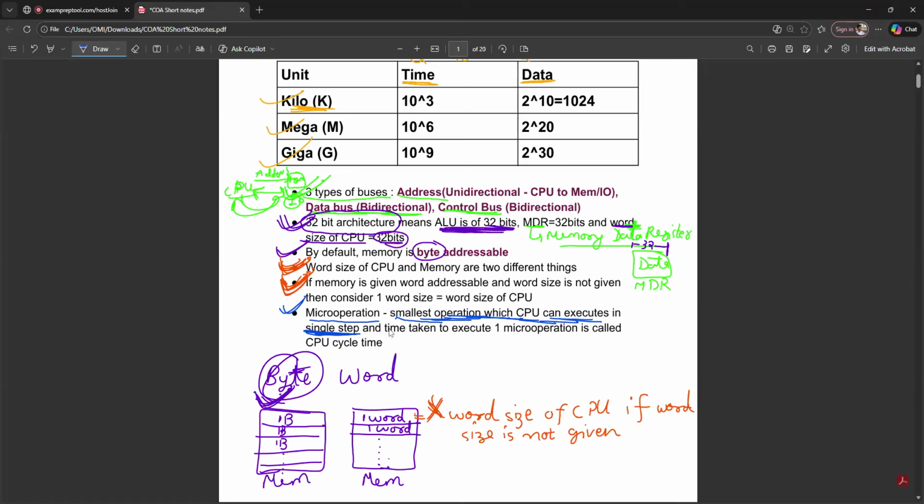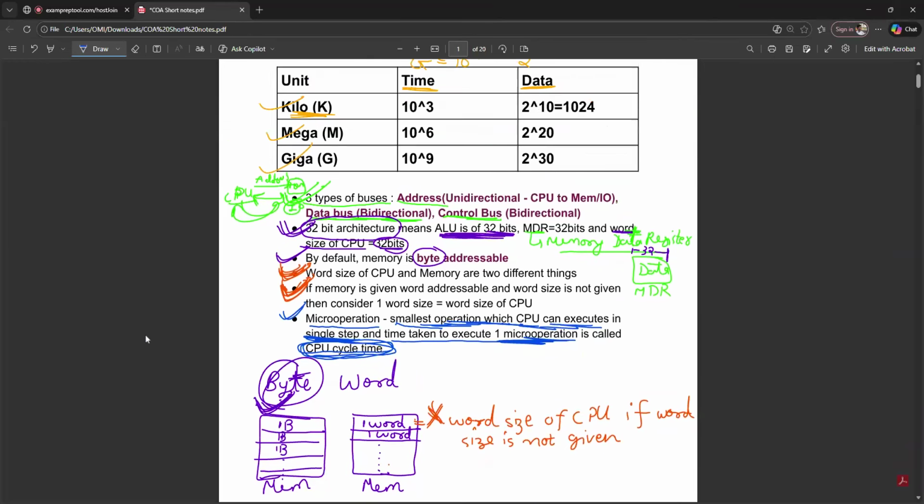And the time taken to execute that one micro operation is called CPU cycle time. Keep remember this. What is the CPU cycle time here? Because in computer architecture, this word comes too frequently, like cycle time. So it is the time taken to execute one micro operation. And what is a micro operation? The smallest operation CPU can execute in a single step.